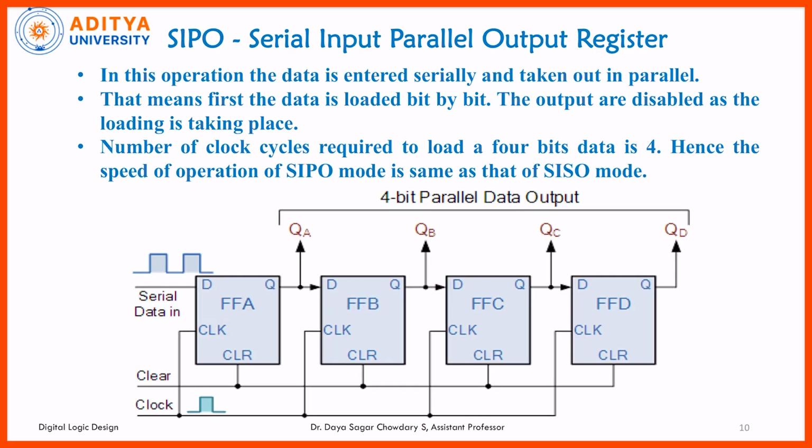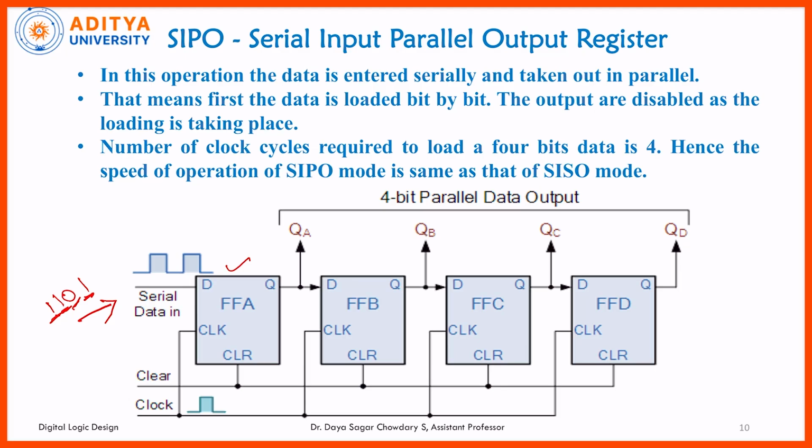So SIPO, this is a simple serial input, parallel output. The data is given in serial. That means if the data is 1101, the first 1 will go to the first flip flop, and on the second clock pulse, that 0 will appear, on the third clock pulse 1 will appear, and on the fourth clock pulse this one will appear.